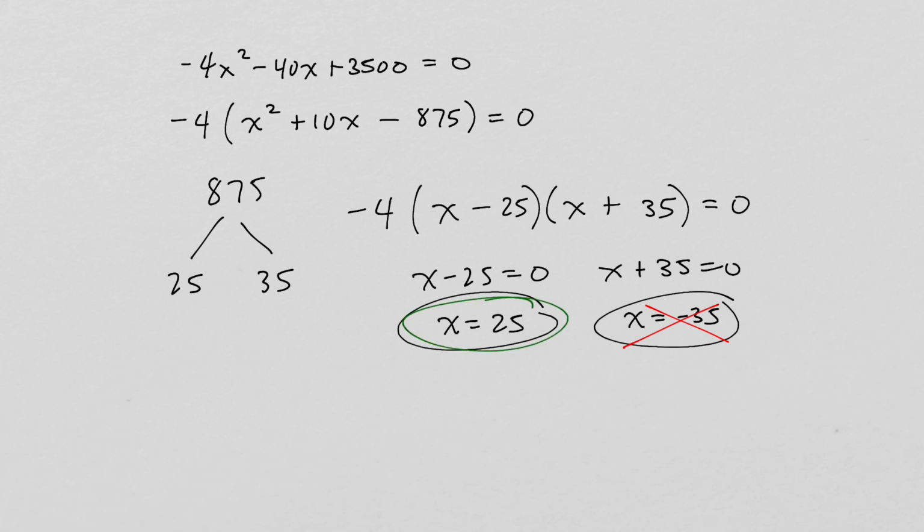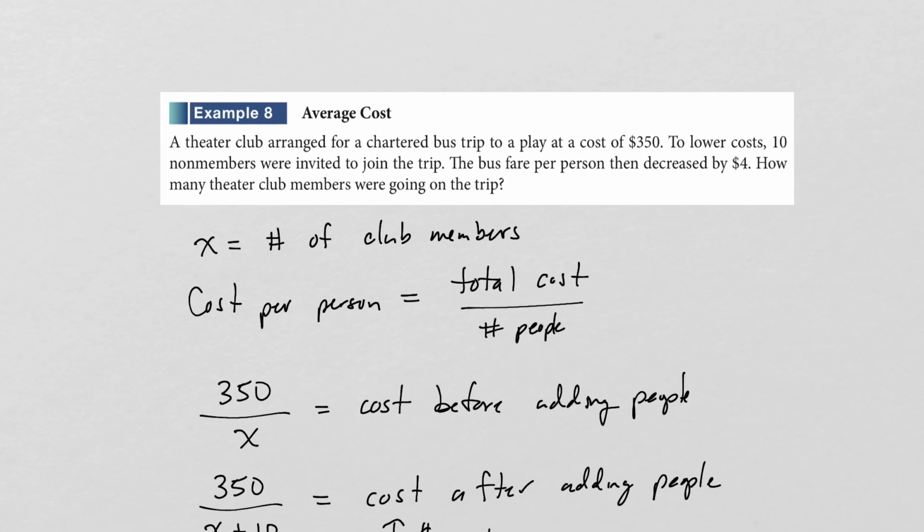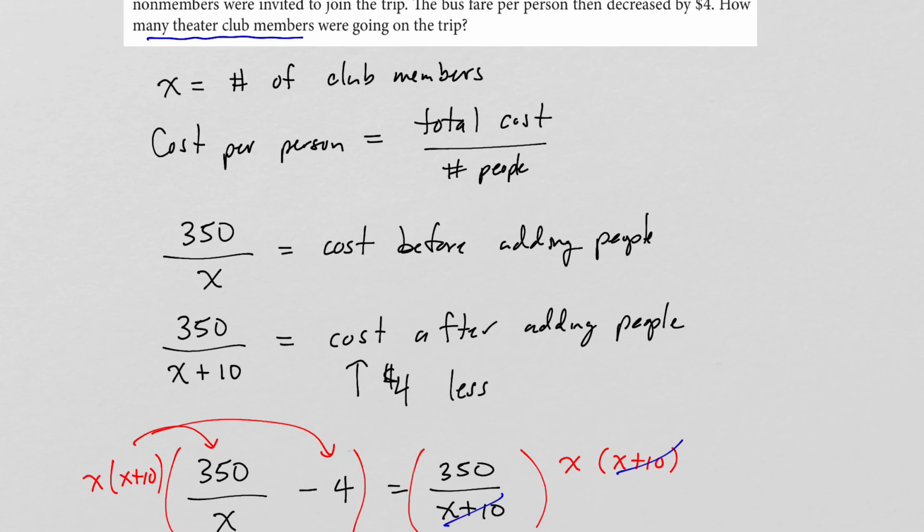Now the other thing I want to point out is we don't do anything with the negative 4, right? Because when you're solving for x, that factor doesn't have an x, so it doesn't contribute to the solution. So it looks like we had 25 members on the bus initially. And what were they asking for? How many theater club members? So the answer is 25.